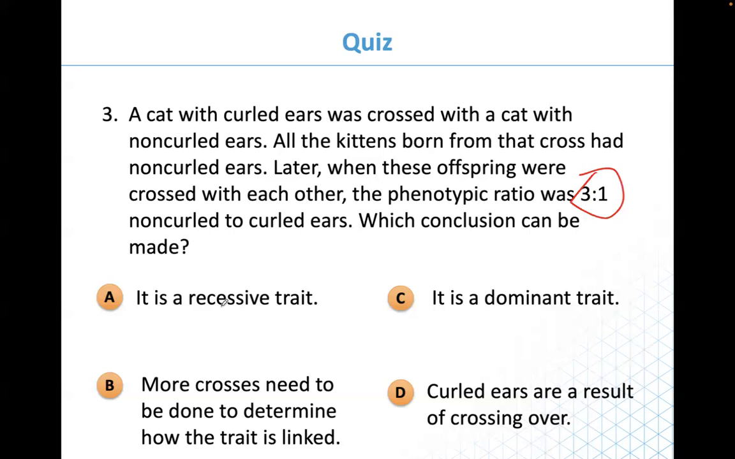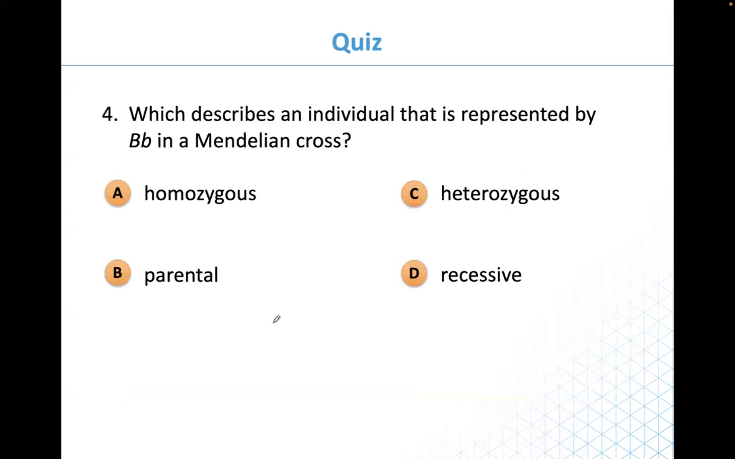It can be made that the curled is recessive, because it says all the kittens born from the cross had non-curled ears. So the non-curled is dominant, so the curled is recessive. Which describes an individual that is represented by heterozygous B in the Mendelian cross? Heterozygous, I already mentioned the answer.